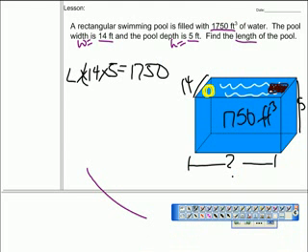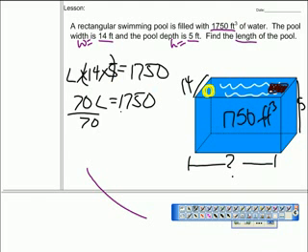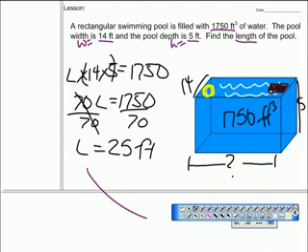Can I simplify this first? 14 times 5 is what? 70. So 70 times L equals 1,750. How do I solve for L? Divide by 70. L equals 25. So the length of that pool is 25 feet.